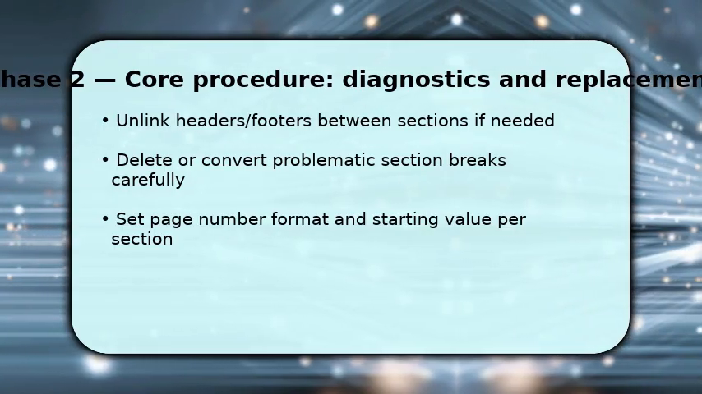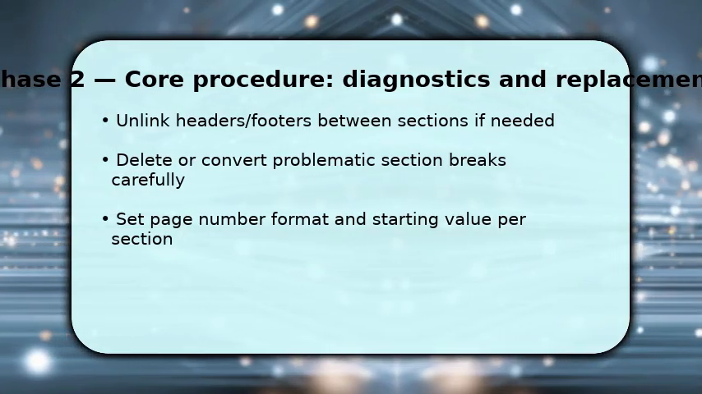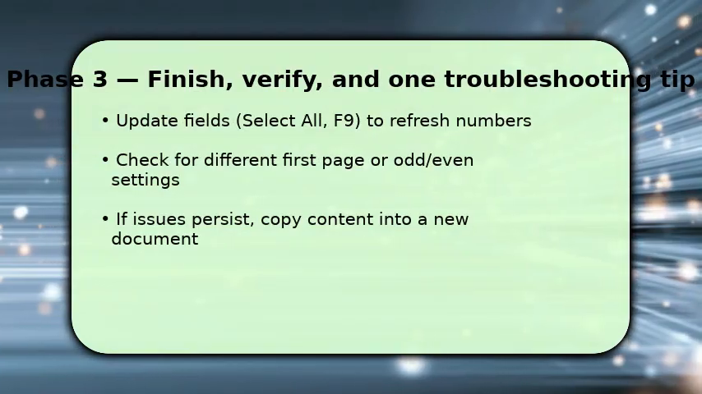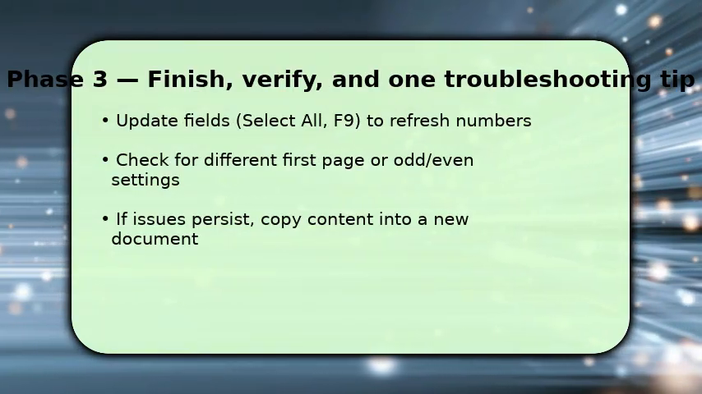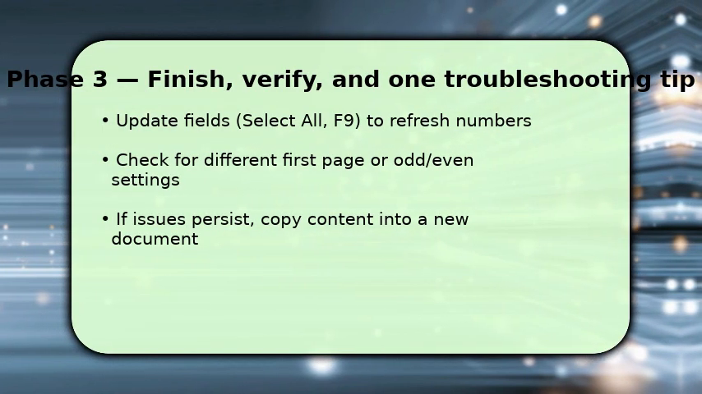Then use Format Page Numbers to choose the number format, and set the correct starting value so numbering flows as intended. Finish by updating fields so Word recalculates numbers. Press Ctrl+A and F9, or right-click a page number and choose Update Field.